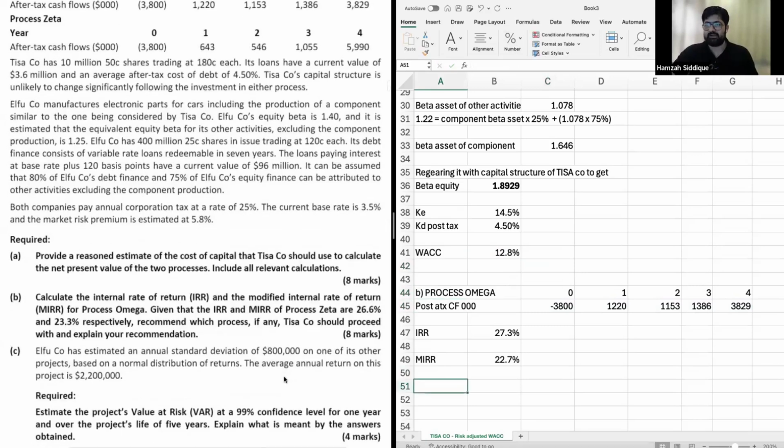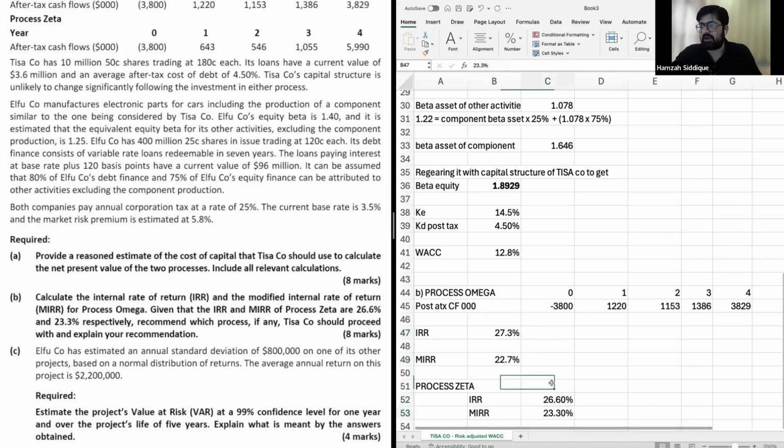So they say recommend which should be taken. So process zeta, they have given IRR. It is given 26.6% and MIRR 23.3%. Yes. So students, as per IRR, IRR is higher of omega, MIRR is higher of zeta. So which recommendation? Explain the recommendation as well.